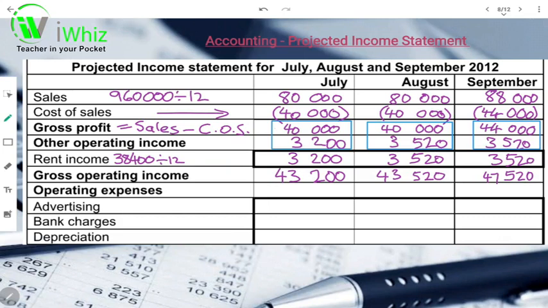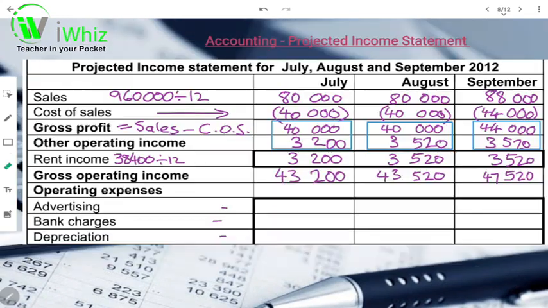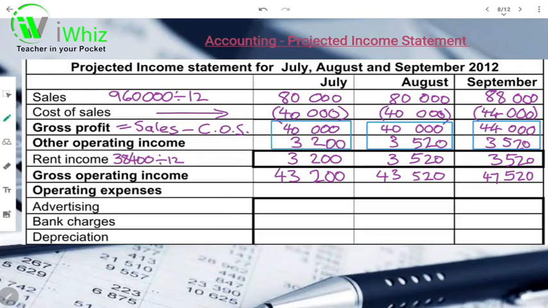Next would be your operating expenses. In order to complete your operating expenses, you first need to work out your advertising, bank charges, depreciation. You also need to work out your insurance, rates, repairs, salaries, stationery, wages, and water and electricity. So we're going to take a look at your operating expenses next.